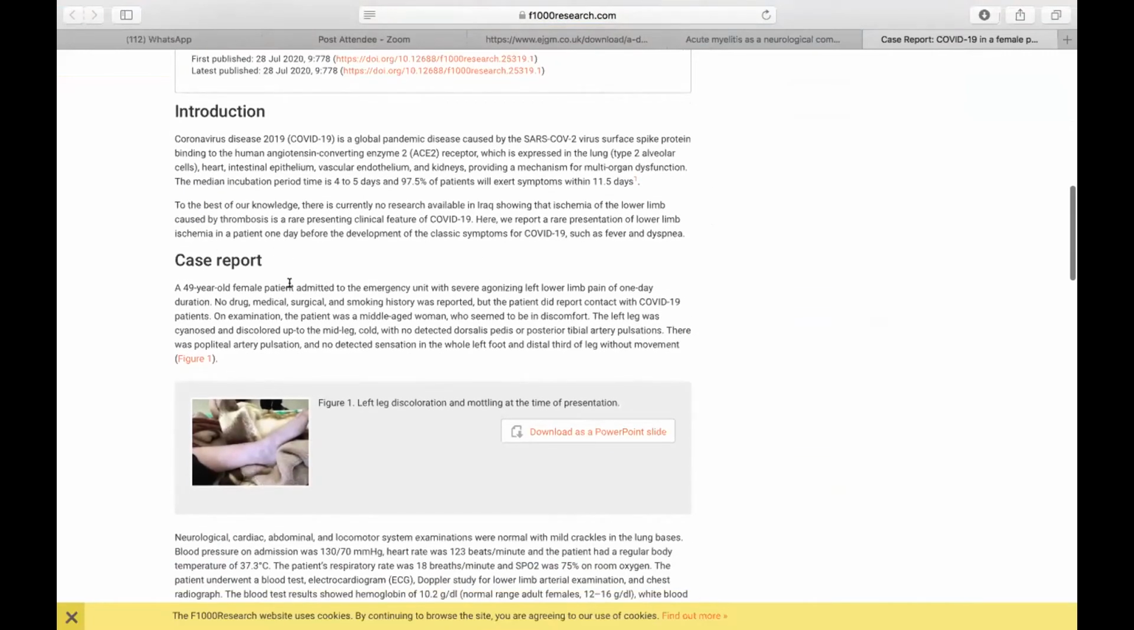49 years old female patient admitted to the emergency وكانت عندها agonizing left lower limb pain. إحنا مش يعني من الأشياء المعروفة عن كوفيد as a reported symptom صح ولا لا؟ ما في يعني في بداياته، أنا أتكلم، ما حد كان يقول إنه it's one of the symptoms left lower limb pain. فهذه المريضة كانت لاحظوا no drug, medical, surgical or smoking history were reported but the patient did report contact with COVID patient.